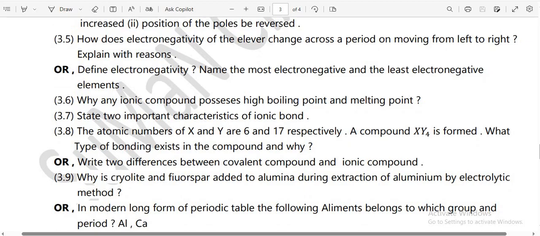3.8 Or write two differences between covalent compound and ionic compound.